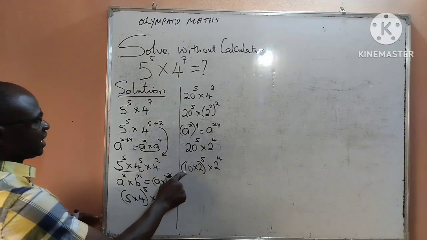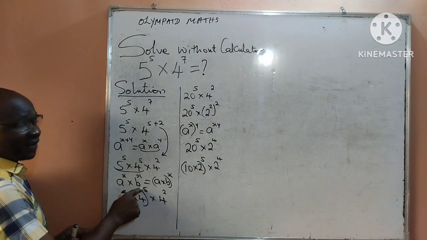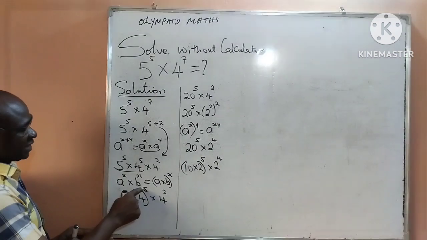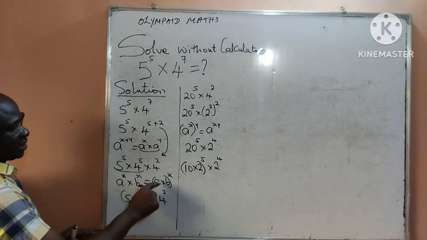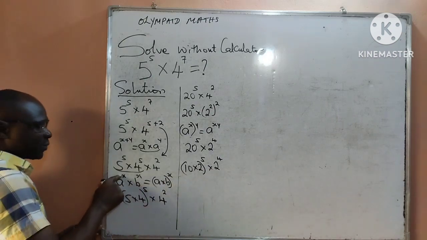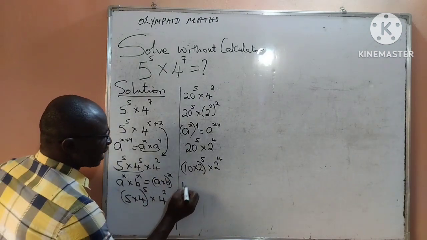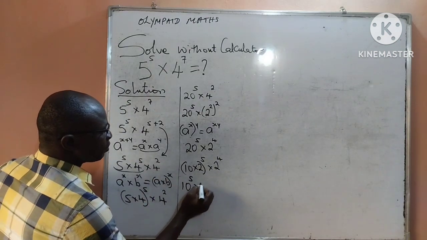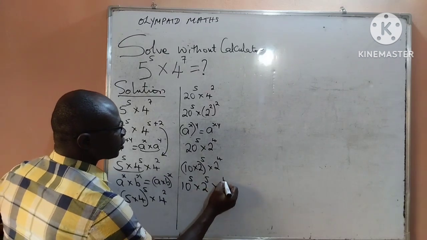And from what we did here, 5 times 4 raised to the power 5 can be split and written in the form that is given above. That is, a times b all to the power of x is equal to a raised to the power x times b raised to the power x. So applying the same here, I will have 10 raised to the power 5 multiplied by 2 raised to the power 5, then multiplied by 2 raised to the power 4.